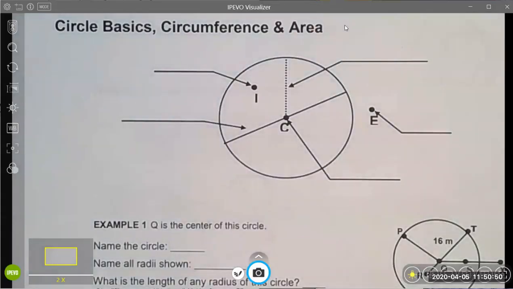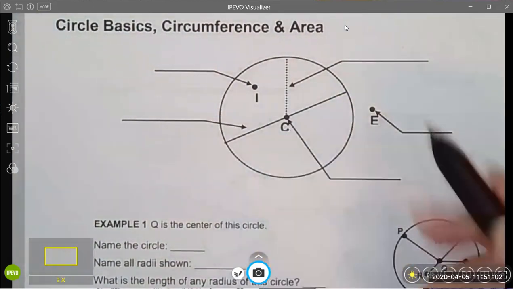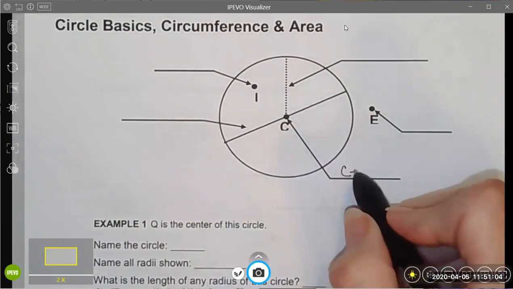Good afternoon. Today we're going to talk about circles, their circumference, and their area. Quick review of some basic terminology. We know that all circles have a center. That's what this guy is called.